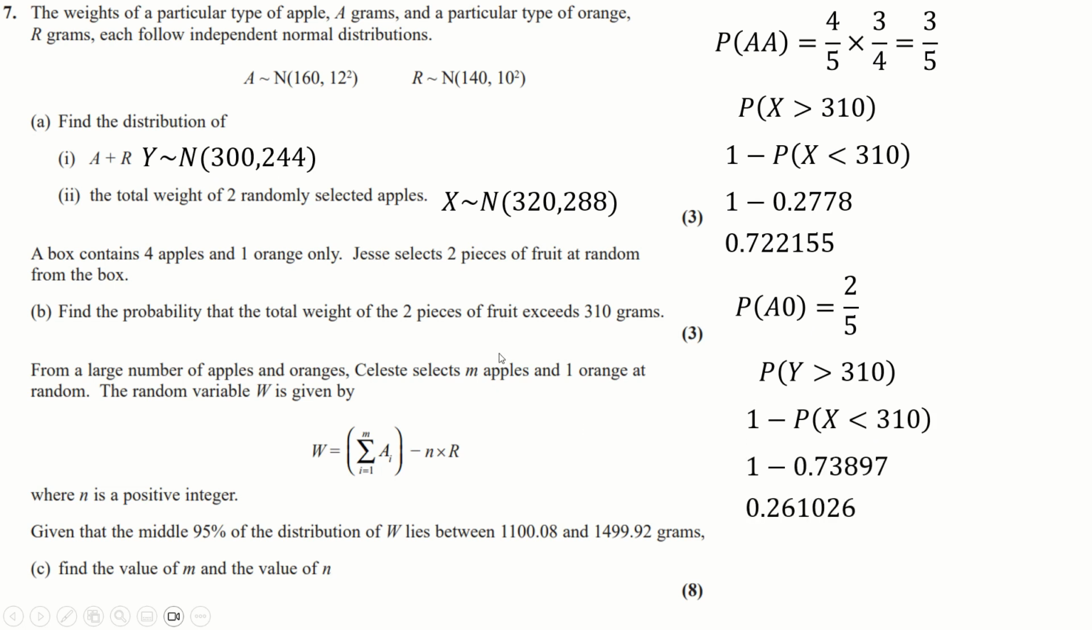And so the probability in total is the probability of this case happening, 3/5, times the probability of it being greater than 310, plus the probability of this case happening, times the probability of it being greater than 310. So just this times this, plus this times this, and we get this, which is equal to that. And that would be the answer.